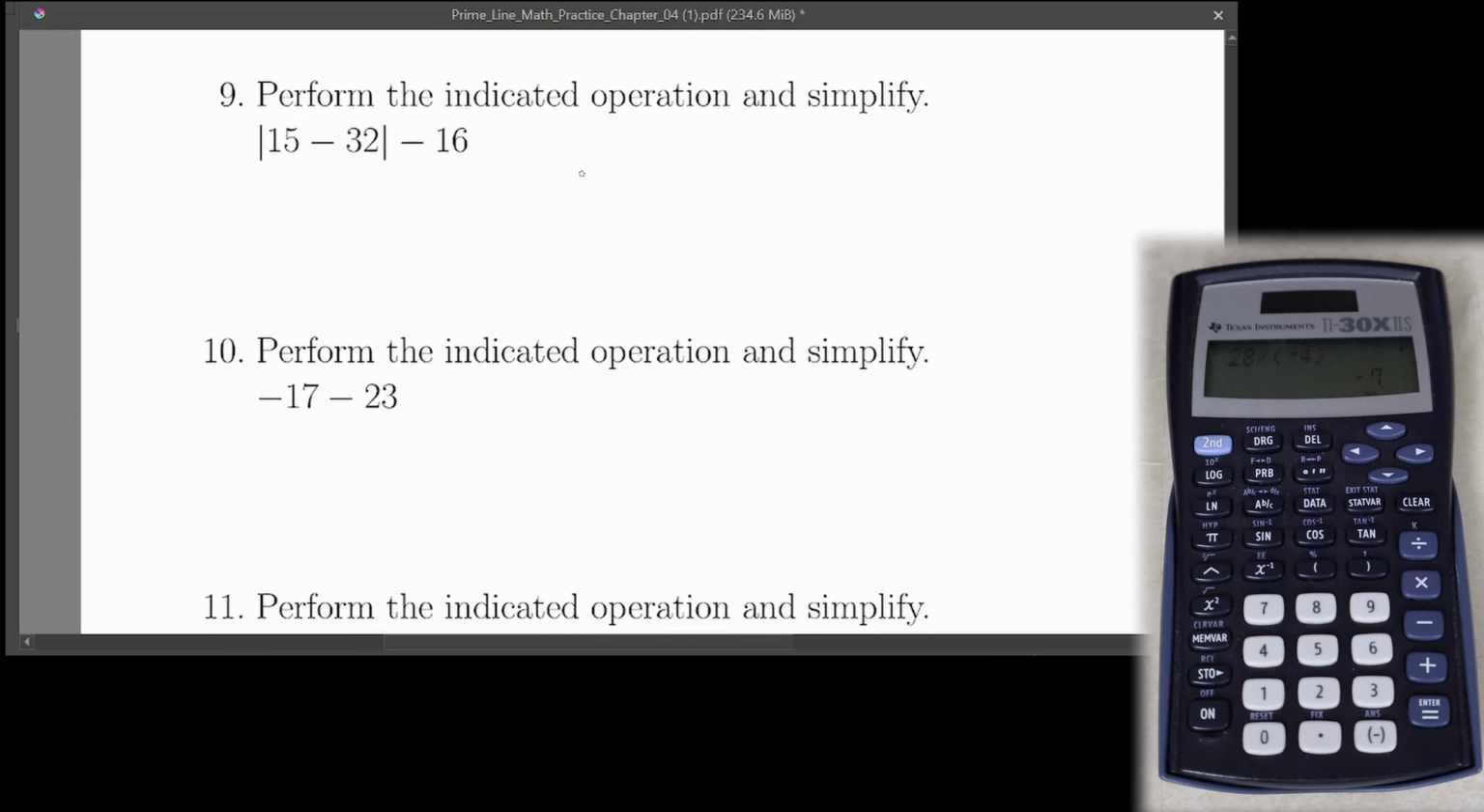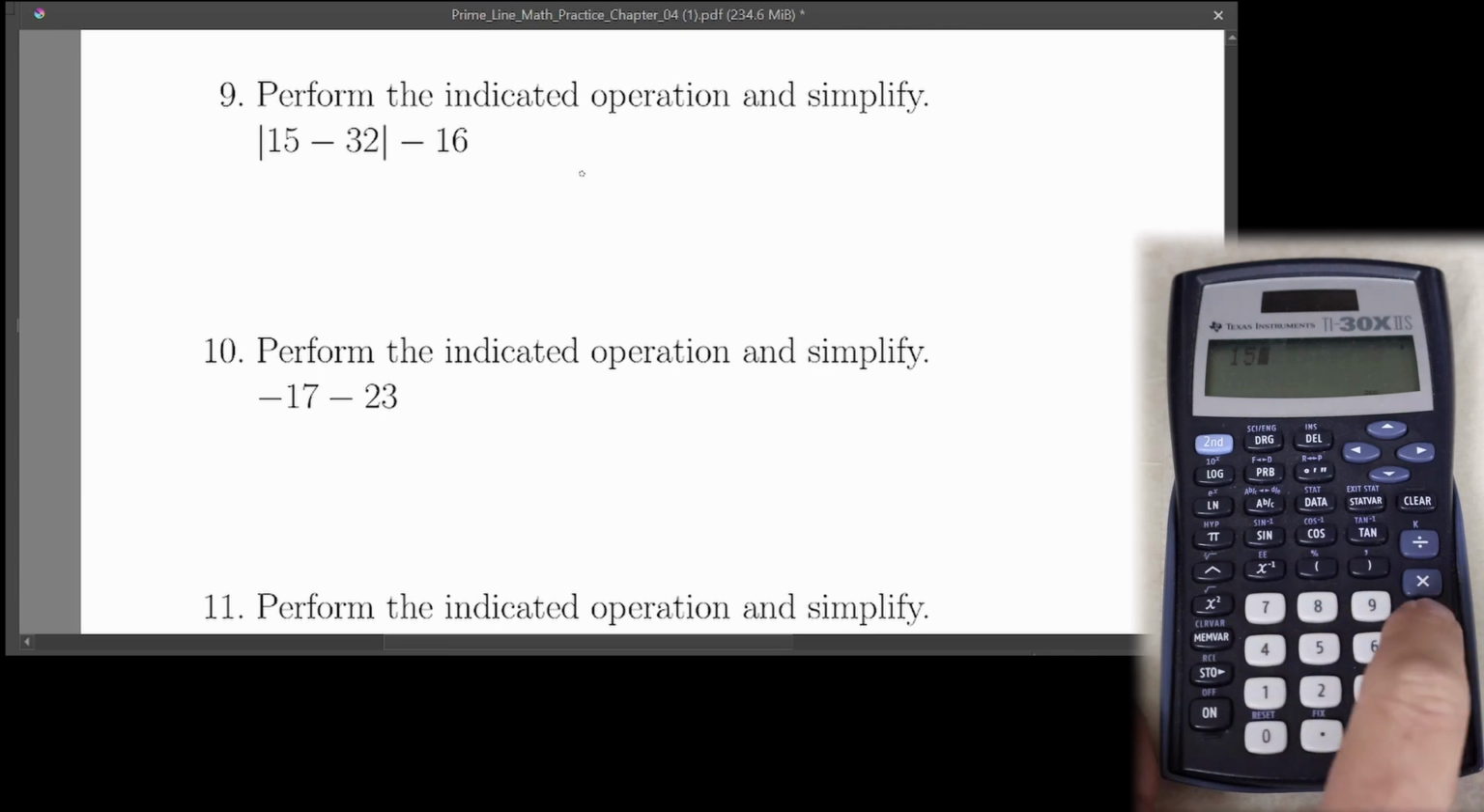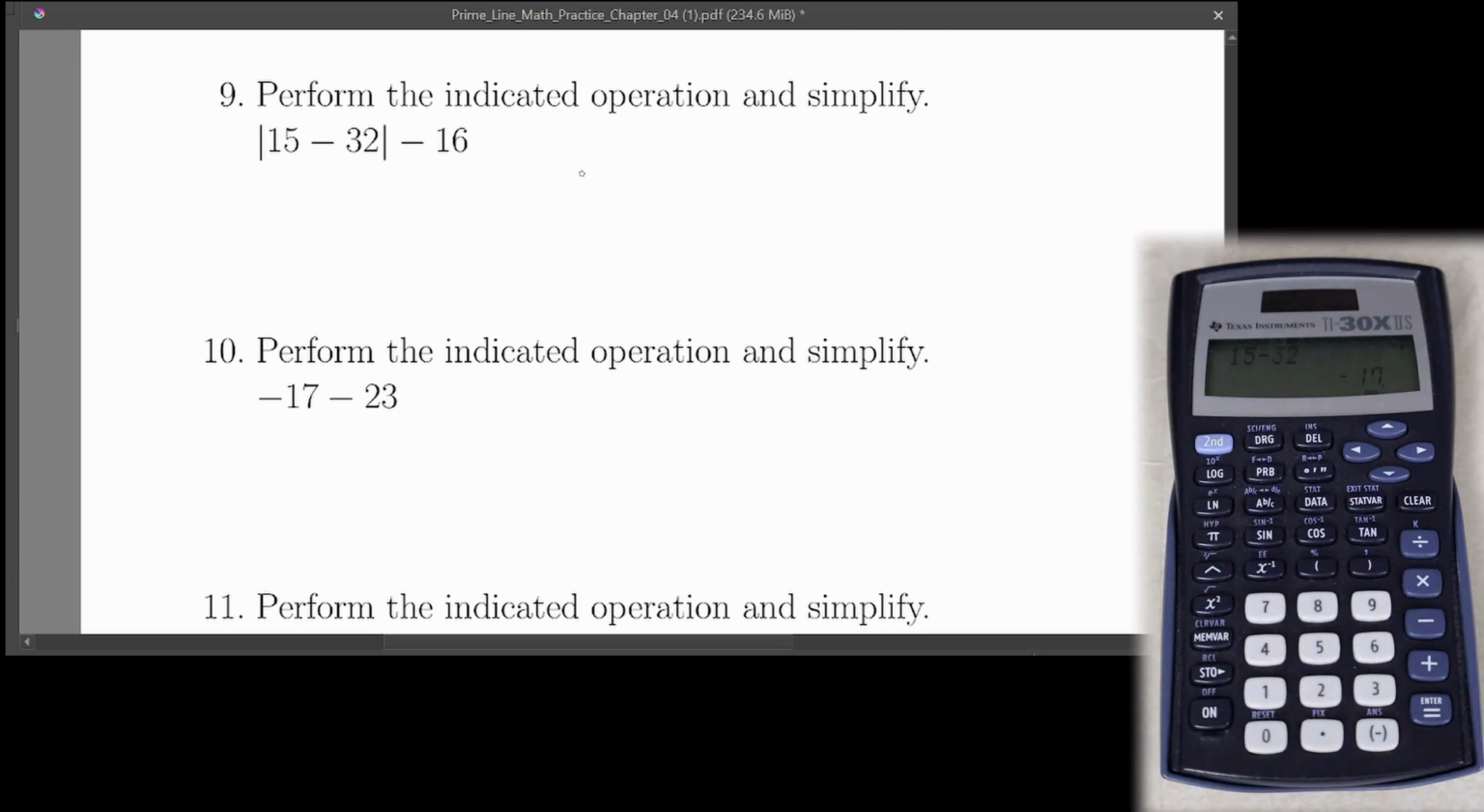Okay, on this operation, we're going to do it in steps. We're going to take 15 minus 32. And so we get absolute value of negative 17, that's absolute value symbols, minus 16. The negative 17 in the absolute value becomes a positive 17 minus 16, and we get 1 for our value here.